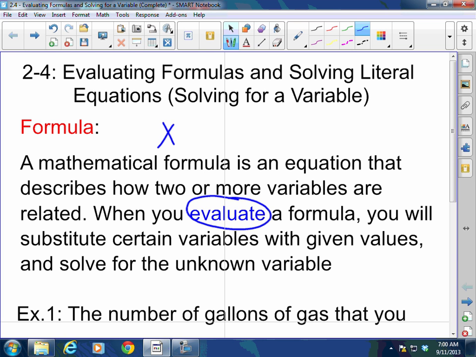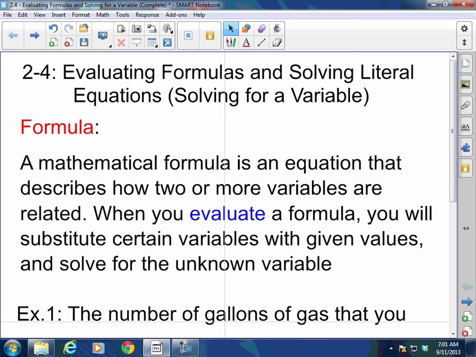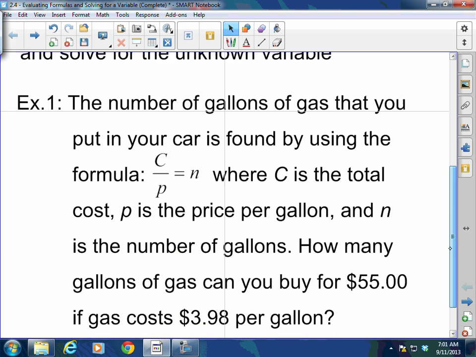When you evaluate, for example, let's say you have x minus y, and then they tell you for x equals 2 and y equals negative 3. Well, this is very simple. You plug in the 2 for x minus a negative 3 for y, and 2 minus a negative 3, that's 2 plus 3, so the answer would be 5. You just evaluated an expression. When you evaluate, you plug in known values for variables that are given. All right, so that's pretty simple. Let's see how it works.